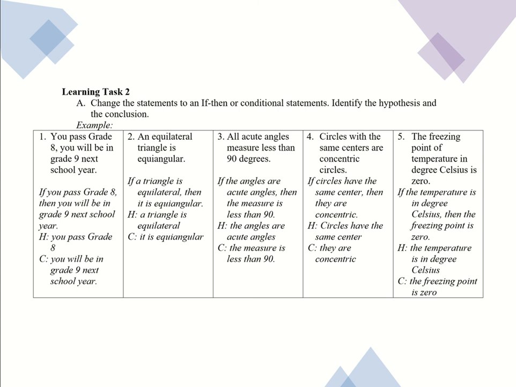Okay? And last, number 5, the freezing point of temperature in degrees Celsius is 0. If the temperature is in degrees Celsius, then the freezing point is 0. Right? Your hypothesis, the temperature is in degrees Celsius. The conclusion is the freezing point is 0. Okay, next.